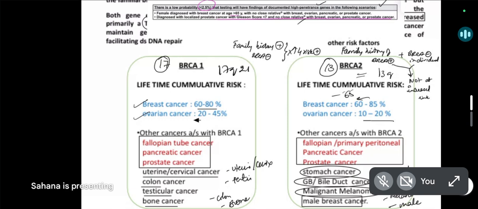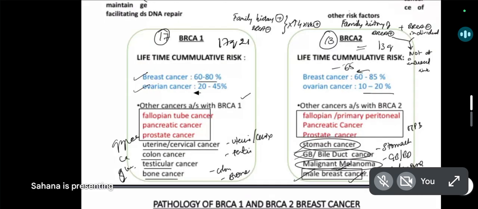So what are the associated cancers with BRCA 1: fallopian, pancreatic, prostate, uterine, cervical, colon, testicular, bone. So all these gynec, colorectal, and urogenital. In BRCA2, special mention is about male breast cancer here, with GB, HPB, and upper GI included: stomach, GB, bile duct, malignant melanoma. So 2 M's, melanoma and male breast are added here.